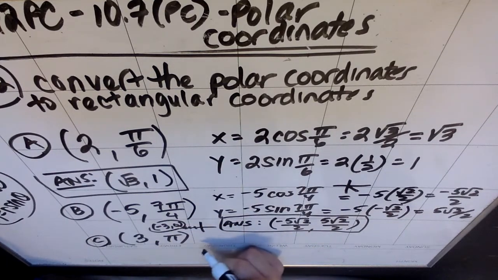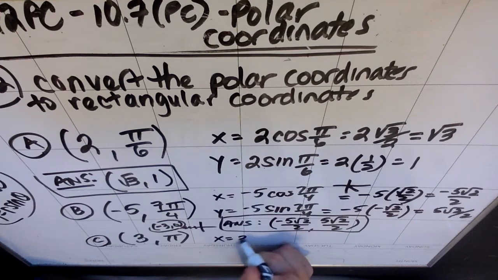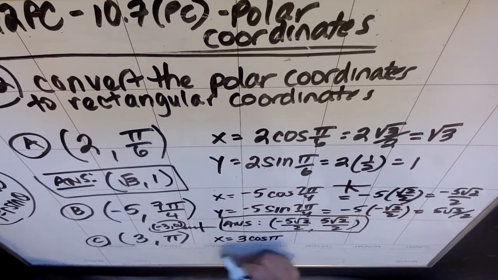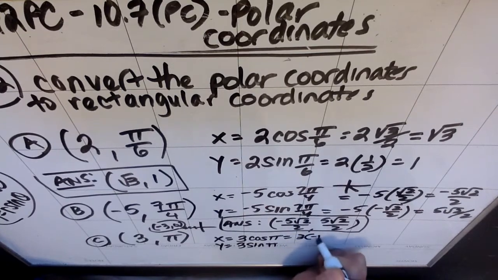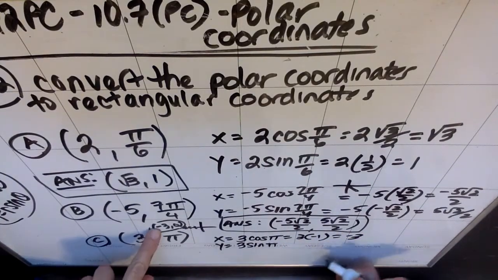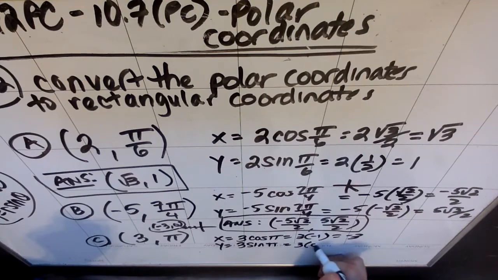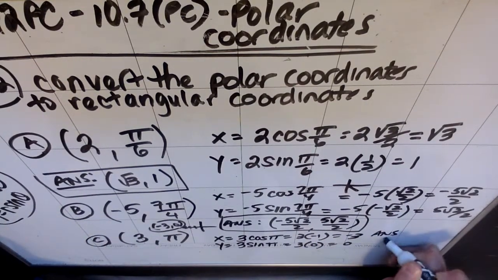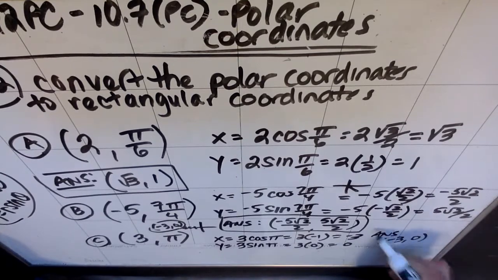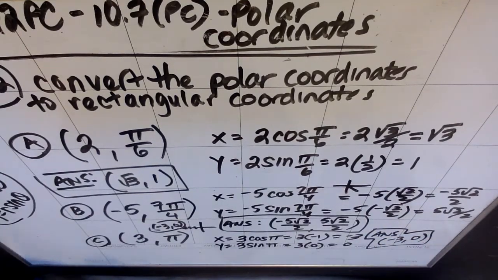If you're not able to figure that out, you would figure it out by doing x is 3 cosine of pi, y is 3 sine of pi. Well, that's 3 times a negative 1 for my x coordinate, which is how I got a negative 3. And that's 3 times a 0 for my y coordinate, which is how I got a 0. So again, the answer for C would be negative 3 comma 0, but I would argue that especially with that one, you could probably intuit the answer without doing all of the calculation.